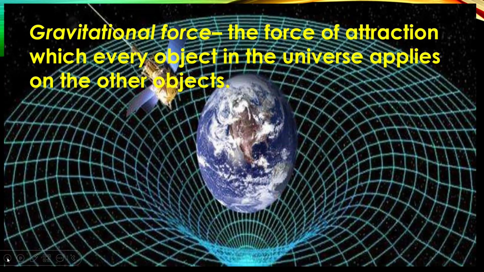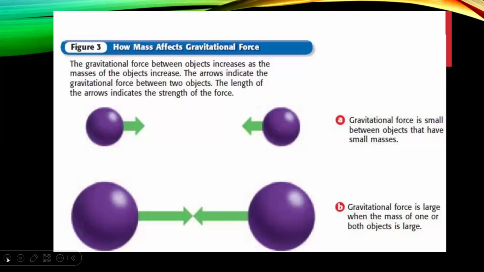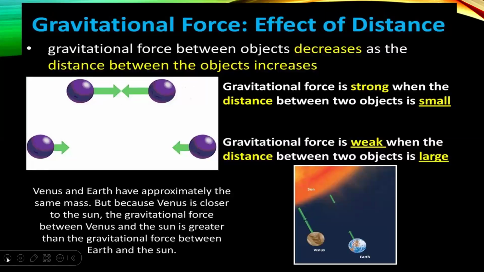This gravitational force is a non-contact force. It is the force of attraction which every object in the universe applies on the other object. Anyway, what is the gravity of the Earth? It is 9.8 meters per second squared. So this is how mass affects gravitational force. You copy this also. And then gravitational force, effect of distance.